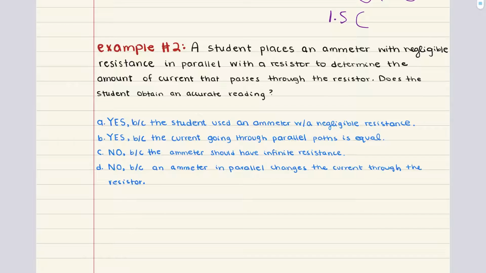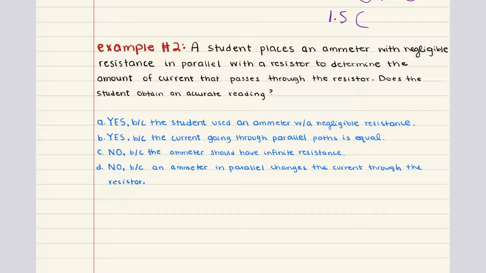Let's move on to problem 2. Problem 2 says, a student places an ammeter with negligible resistance in parallel with a resistor to determine the amount of current that passes through the resistor. Does the student obtain an accurate reading? A says yes, because the student used an ammeter with a negligible resistance. B says yes, because the current going through parallel paths is equal. C says no, because the ammeter should have infinite resistance. And D says no, because an ammeter in parallel changes the current through the resistor.